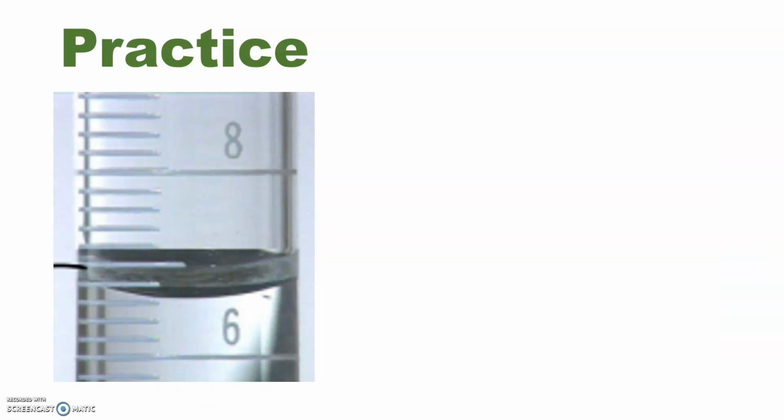A couple more practices here. Again, keep pausing. Check it yourself, and here we go. So it looks like it skims about right there. I think my line goes down a little bit. So again, check. This line represents 6. This line represents 8. So this line represents 7.